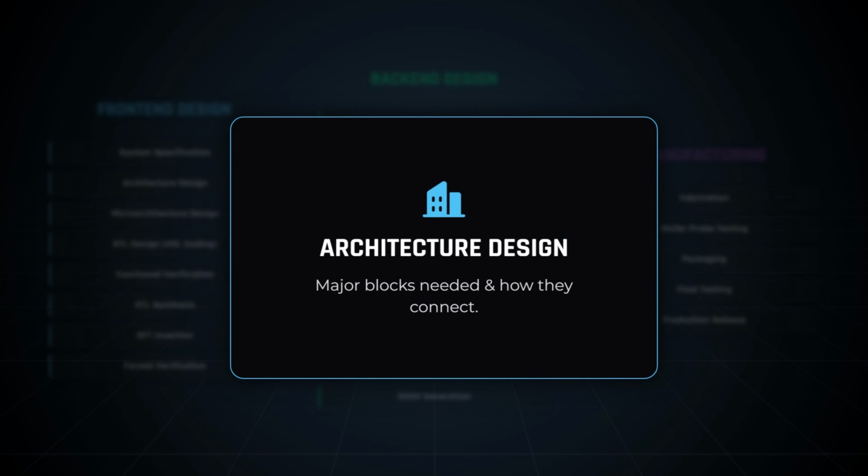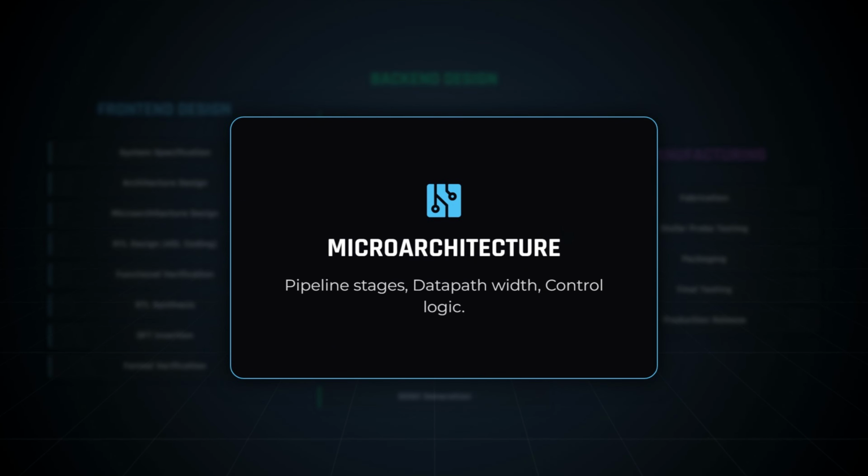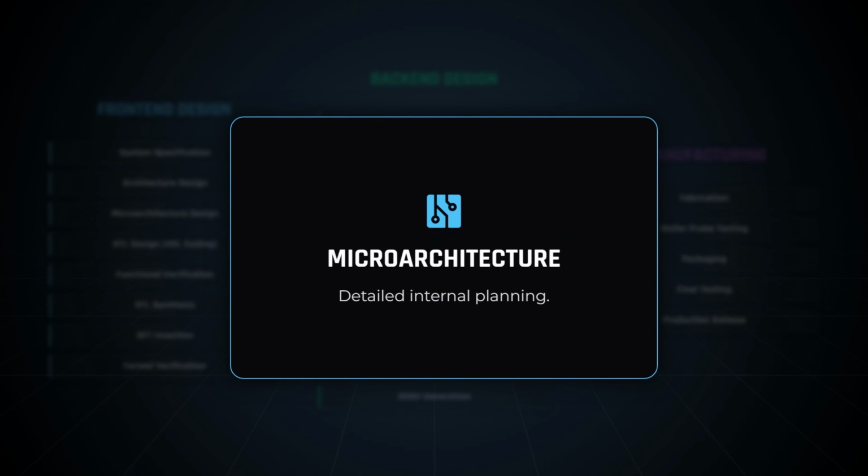2. Architecture design. Here we decide what major blocks are needed and how blocks connect to each other. Example blocks: ALU, register file, cache, memory controller. Think of this like designing the overall structure of a building. 3. Microarchitecture design. Now we go one level deeper. We decide how each block internally works: pipeline stages, data path width, control logic. This is detailed internal planning.